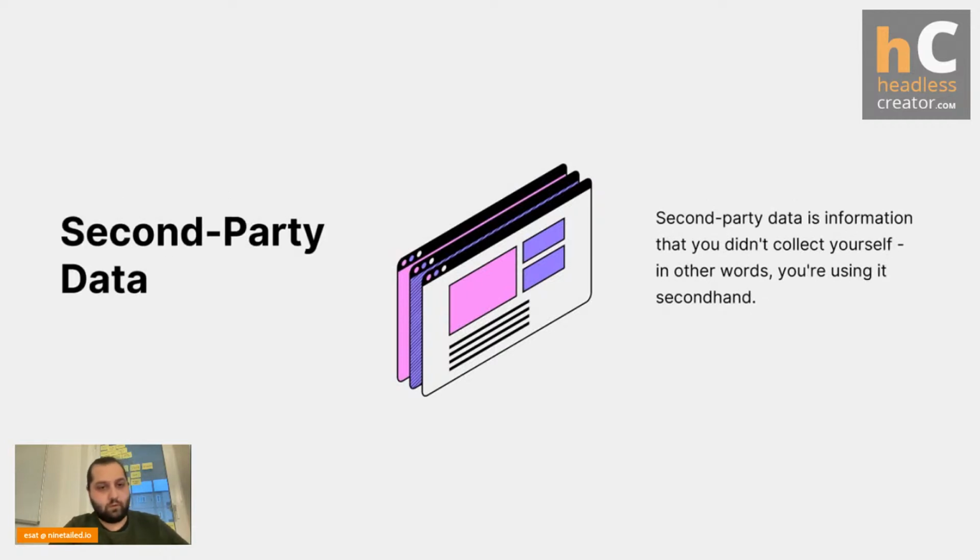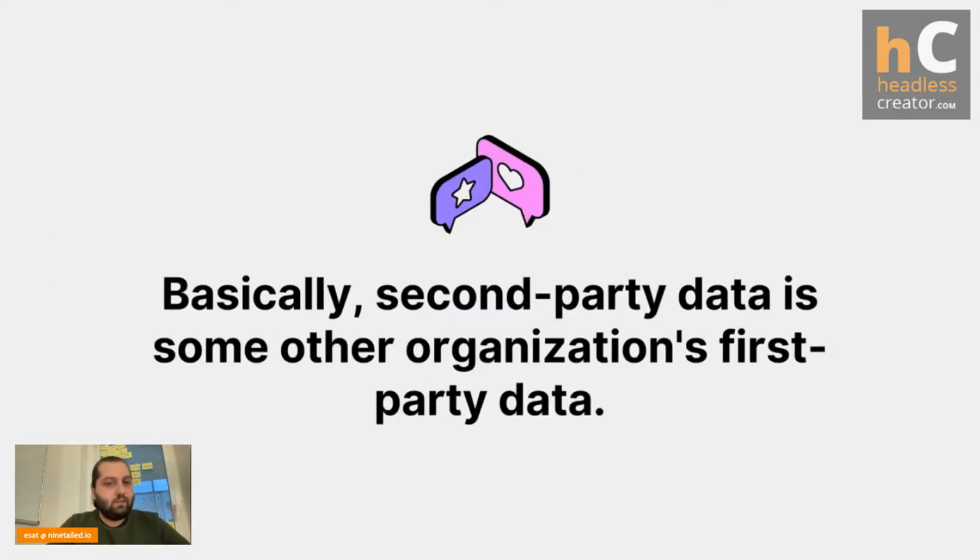So let's jump to the third type of data, second-party data. Second-party data is information that you didn't collect yourself. In other words, you are using it secondhand. It's sometimes used between trusted partners who come to an agreement to share audience insights if it will be mutually beneficial to both parties. So we can easily say that second-party data is some other organization's first-party data.